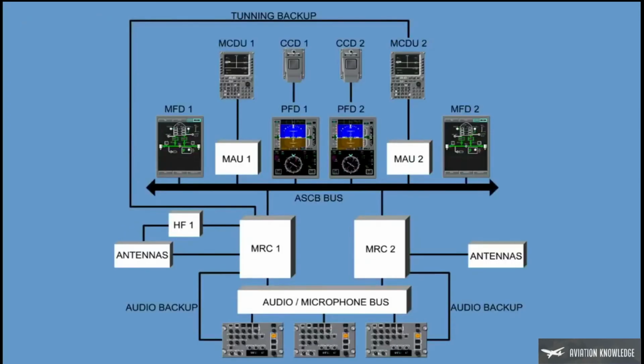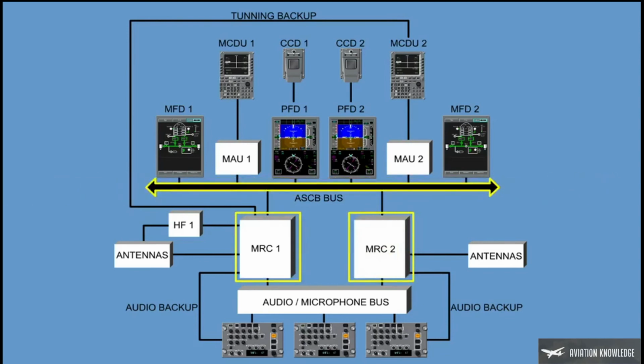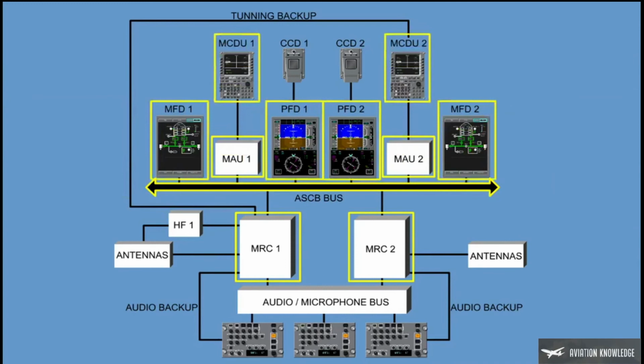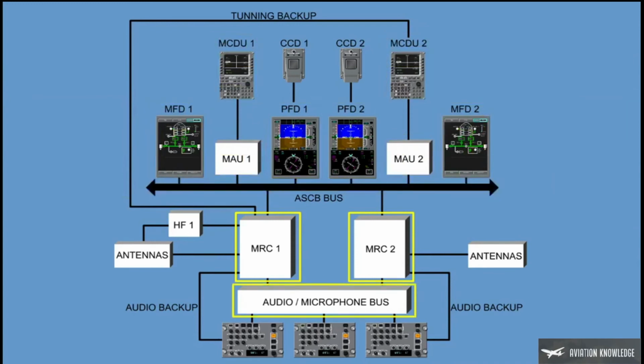The communication system consists of several antennas on the aircraft. Two VHF radio modules in two modular radio cabinets provide tuning, transmission, and reception. VHF-1 is dedicated to MRC-1, and VHF-2 is dedicated to MRC-2. The modular radio cabinets are connected via the avionic standard communication bus to the MAUs, MCDUs, display units, and other aircraft systems. Via digital audio and microphone buses, they are connected to three audio control panels, cockpit loudspeakers, headsets, and microphones.